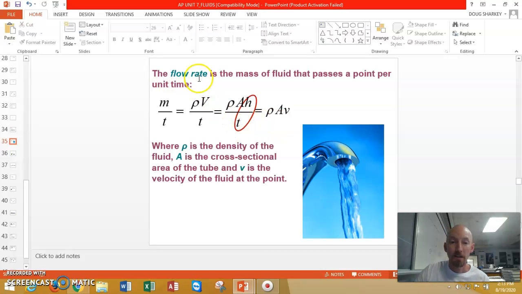So flow rate is the amount of mass going through somewhere, maybe through a section of pipe, every second, per unit time. And when we make these math jumps, we get to this funky thing that says flow rate equals density times area times velocity. Okay, that's called flow rate. The flow rate of a fluid is the density of that fluid times the area that it's going through times its velocity, because fluids are now flowing.